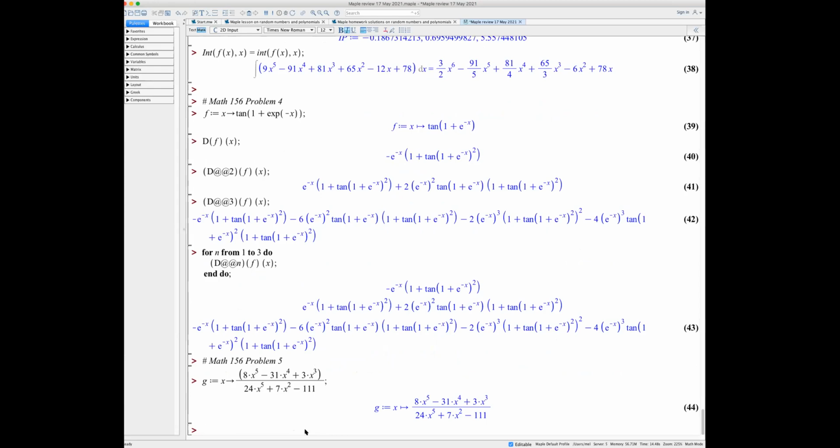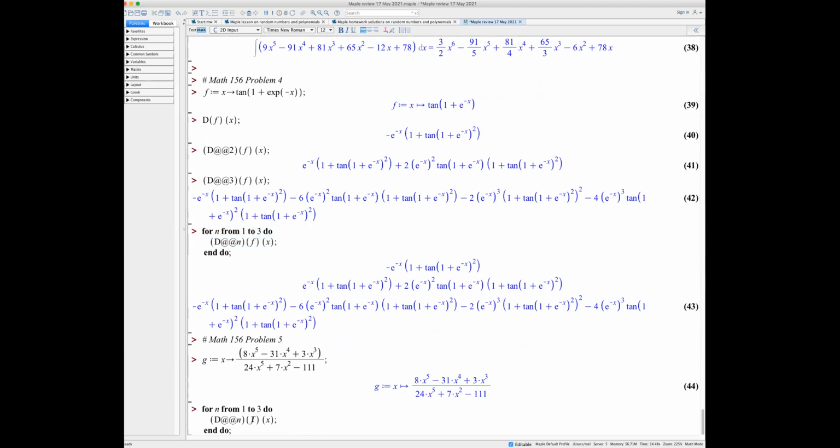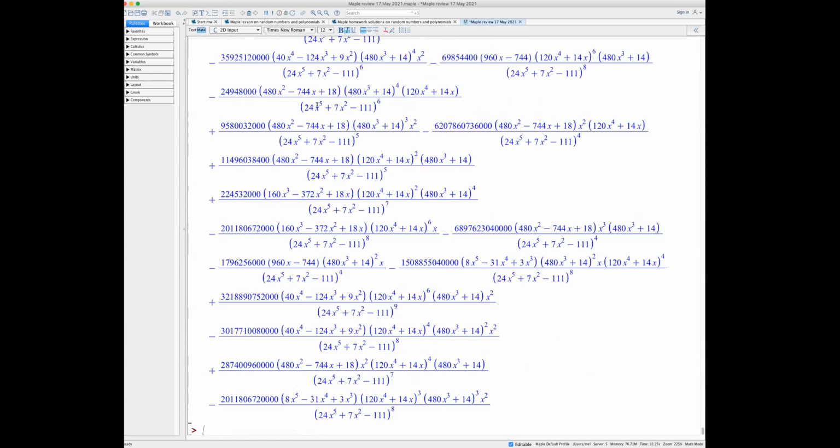So that looks like it's the right function. And it's going to be the same loop, except that the function is not f, it's g, and you're not going to 3, you're going up to 12. So this should be some big mess, but let's see what happens. Yep, I got it all.